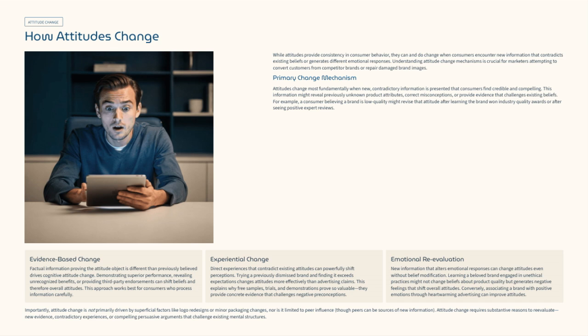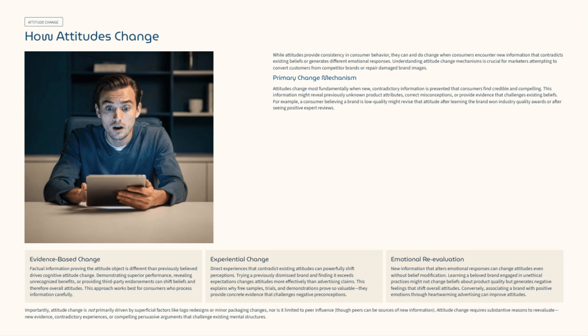Finally, evidence-based change is about providing credible and compelling new information that directly challenges your existing beliefs. This could include revealing previously unknown product attributes, correcting misconceptions, or showing awards and positive reviews. For example, if you believed a brand was low quality, but then learn it has won industry awards, your attitude might change based on that new, credible evidence.